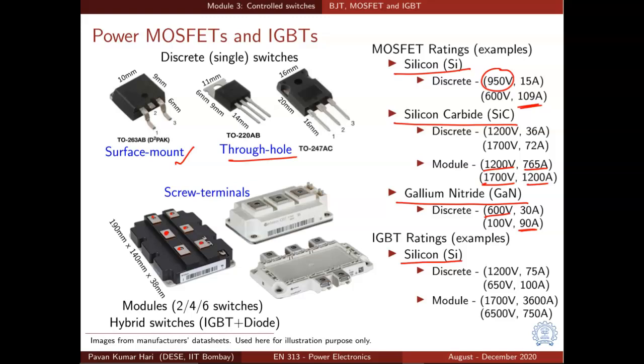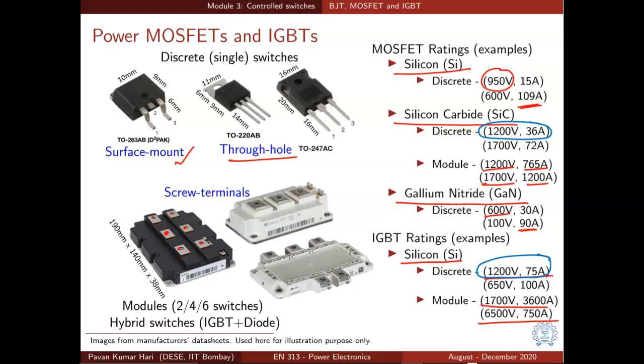IGBT is the most popular semiconductor device used at high voltages. They are available all the way up to ratings of like 6.5 kV and a few hundreds of ampere, like 750 ampere or so. But you see that there is some overlap in the ratings. For example, take the 1200 volt range. You have an option to go with a MOSFET, or you have an option to go with a silicon IGBT, right?